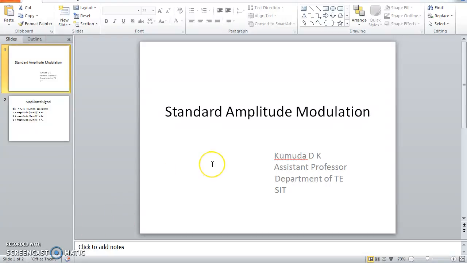Welcome to the next video on simulation of modulation techniques using LabVIEW. In this video we'll be simulating the standard amplitude modulated signal.